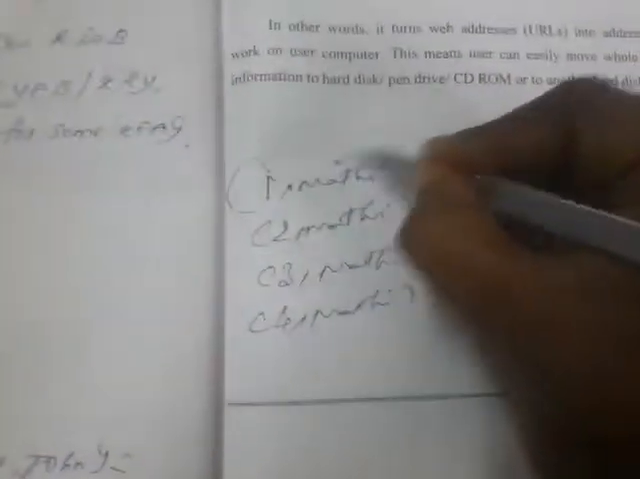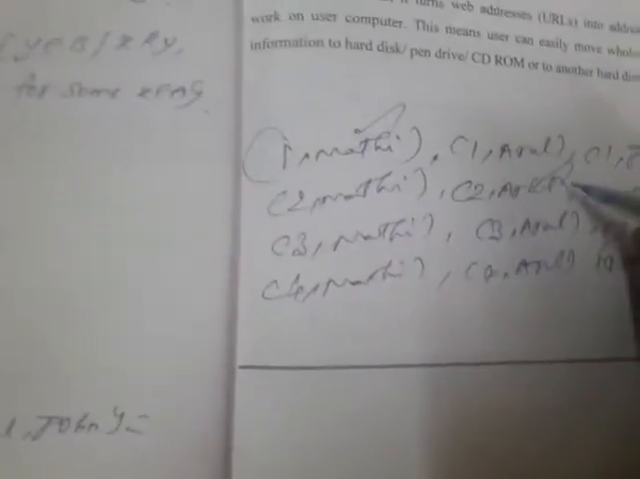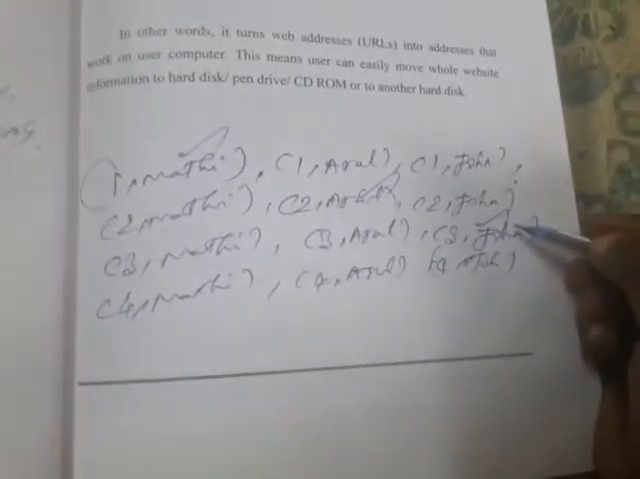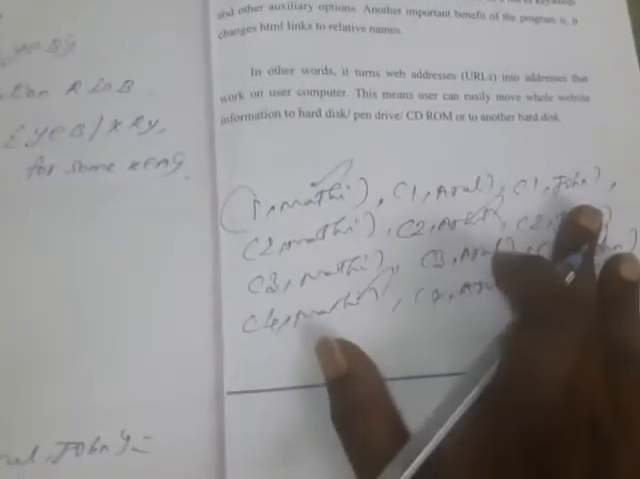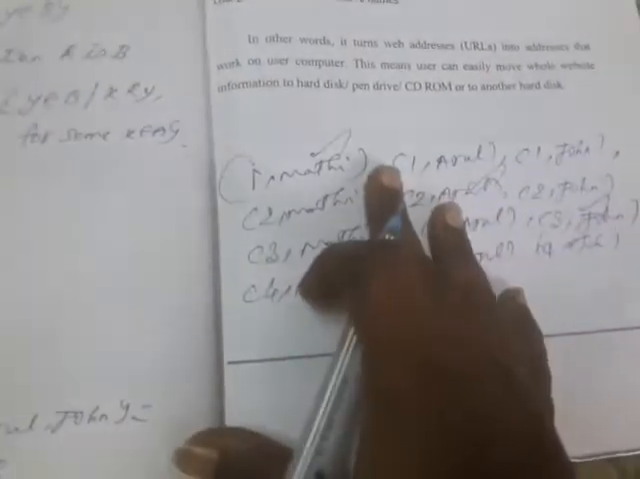Listen, 1 is related to Madhi, 2 is related to Arul, 3 is related to John. So (1, Madhi) is here, (2, Arul) is here, (3, John) is here, and (4, Madhi) is here. This is a subset of A cross B, already found. Subset means inside. Within that, we take one relation under some specified conditions. That is called the relation.